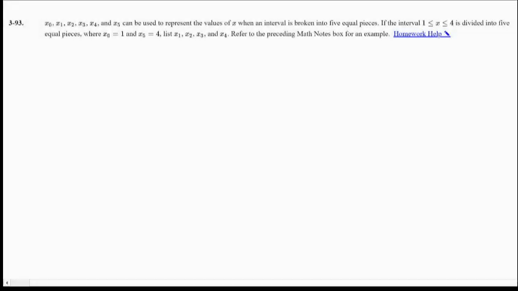Here we're asked to basically use subscript notation to break up the interval x is greater than 1 and less than 4 into 5 equal pieces. So the way that this is going to look, to have a little visual here for us, is we're going from 1 to 4. And we're going to label those with subscript notation, saying this is our x sub 0 and this is our x sub 5, because we're breaking it into 5 equal pieces.